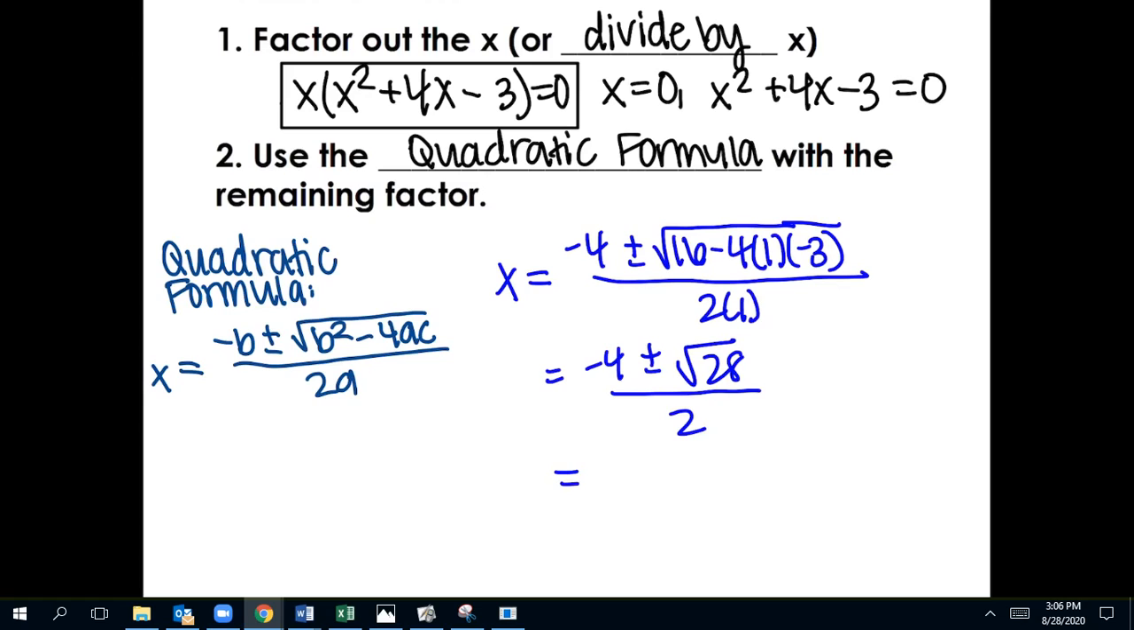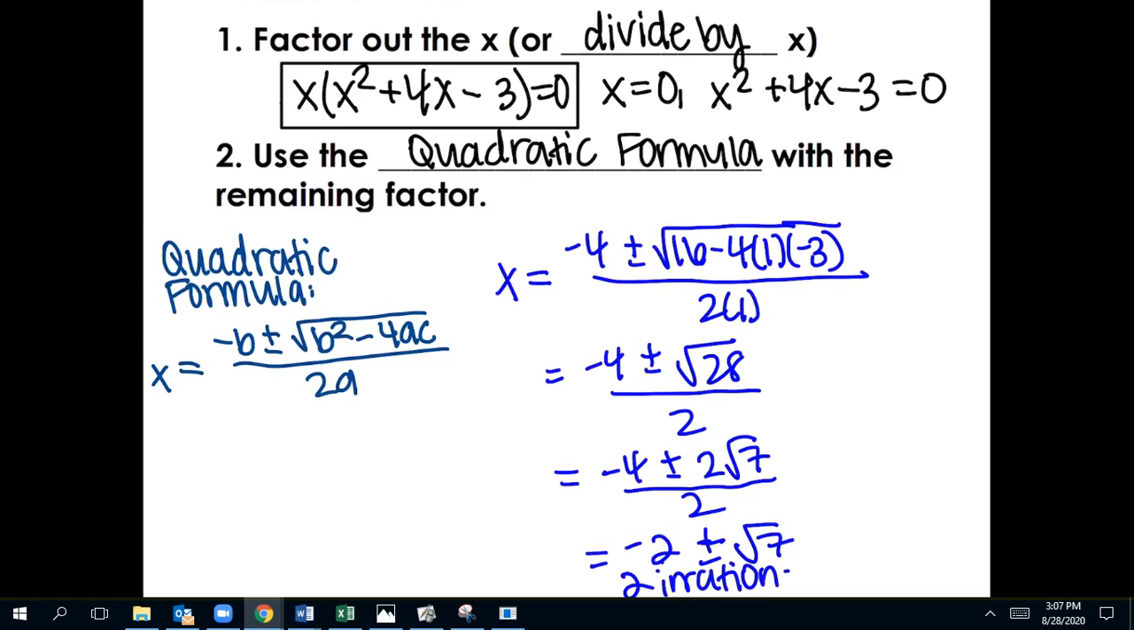And then we want to reduce this radical, so we're going to do -4 plus or minus, find the biggest perfect square factor, so 4, square root of 4 is 2, and then we have 7 left over inside. And then we really would like you to reduce your final answer, so we'll divide everything by 2. So -2 plus or minus the square root of 7. And don't forget, those are our 2 irrational roots.